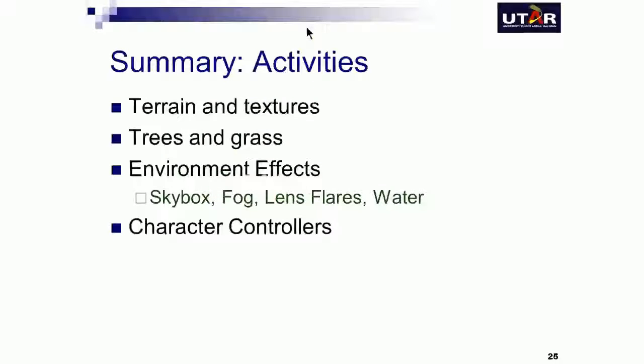Okay, so to summarize, we have talked about creating terrain and textures, creating trees and grass, adding environmental effects into our terrain, such as a skybox, fog, lens flares, and water. And finally, we looked at creating a character controller to allow us to navigate through the terrain that we just created, so that we can continue to mold or sculpt the terrain to make it look more realistic. Okay, and that brings us to the end of our lab.